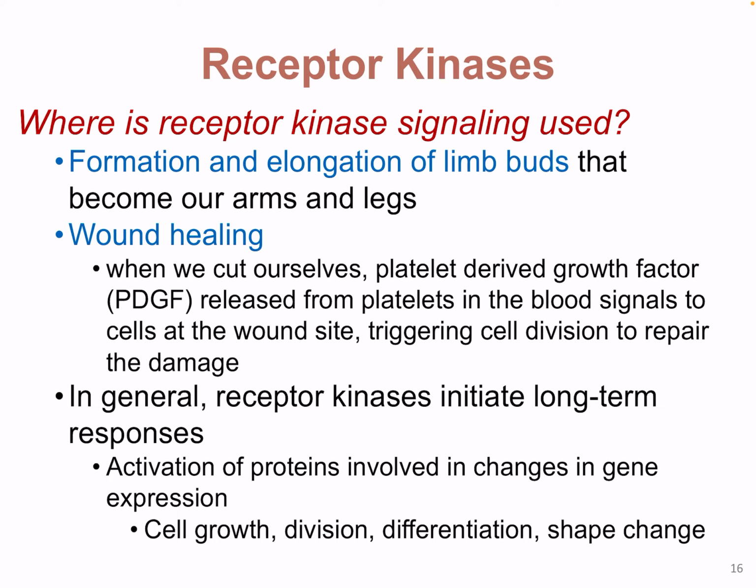So where is receptor kinase signaling used? It's used in many different things, but it's used in the formation and elongation of limb buds that become our arms and legs. It's also involved in wound healing. When we cut ourselves, platelet-derived growth factor, or PDGF, is released from platelets in the blood, which signals the cells at the wound site. This triggers cell division to repair the damage.